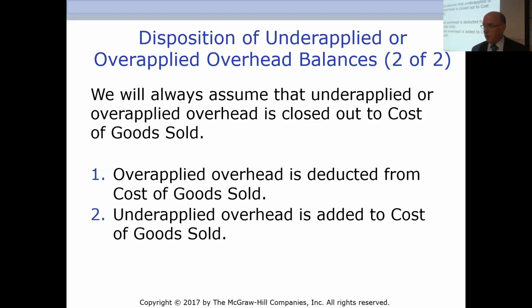95,000 is the number that has to go in the income statement. It's 100,000 now because you overestimated. You have to take that out. So overapplied overhead is deducted from cost of goods sold. You have to take it out.